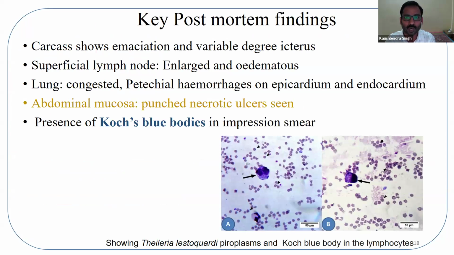These are the postmortem findings. The carcass shows emaciation, variable degree of icterus, and enlargement of the superficial lymph nodes, lungs congested, petechial hemorrhages on the pericardium and endocardium, and punctate necrotic ulcers seen in the abdominal mucosa, and presence of Koch's blue bodies in impression smears, especially in lymph node aspirates.